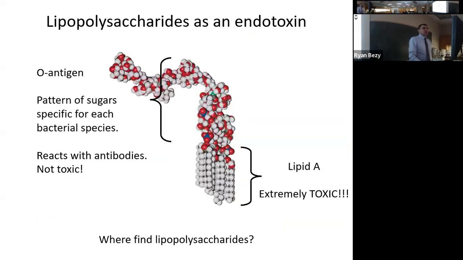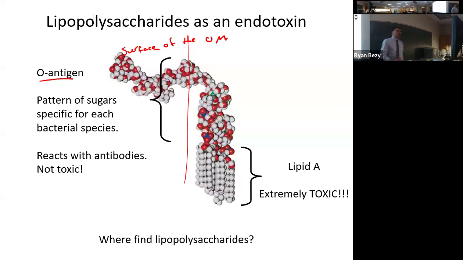This part right here is called the O antigen, and this entire thing is a lipopolysaccharide. The O antigen is on the surface of the outer membrane. It is not the toxic, endotoxin part of a lipopolysaccharide. It is just a pattern of sugars that changes from one species of bacteria to another. It can react with antibodies, and it can do some other things we talked about.